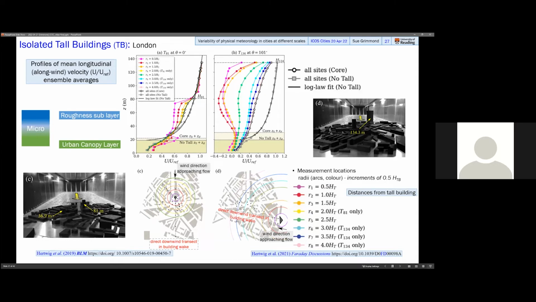We also can do something similar for the 134 meter building, and we can see that even going out much further to 4 times the height of the roughness elements, we still have not actually returned to the original profile. The perturbation is still impacting the wind profile significantly. We can also see that the impact extends way above the height of the tall building.